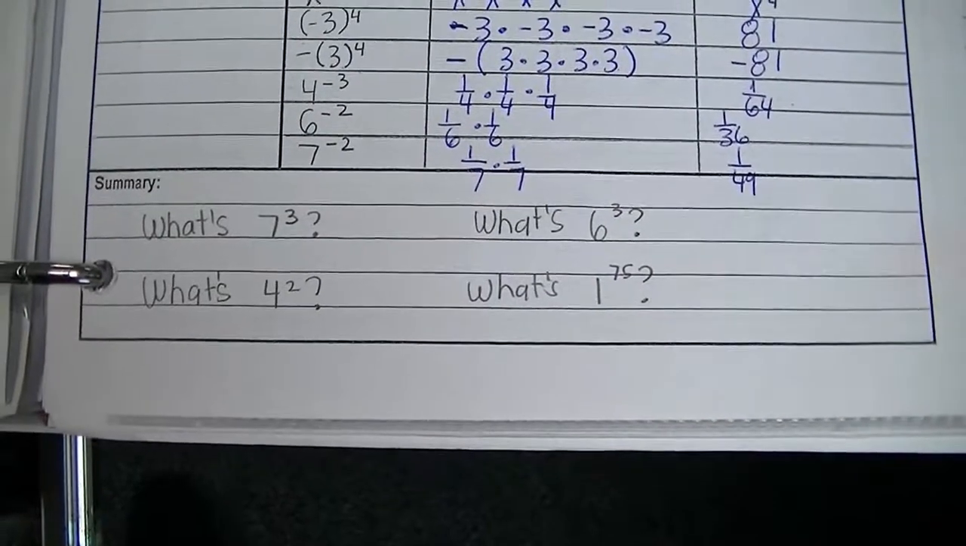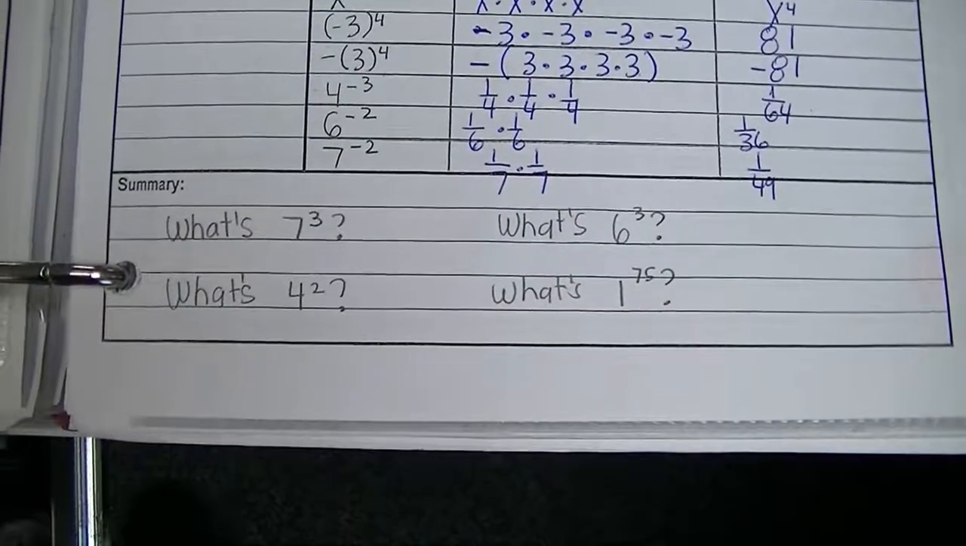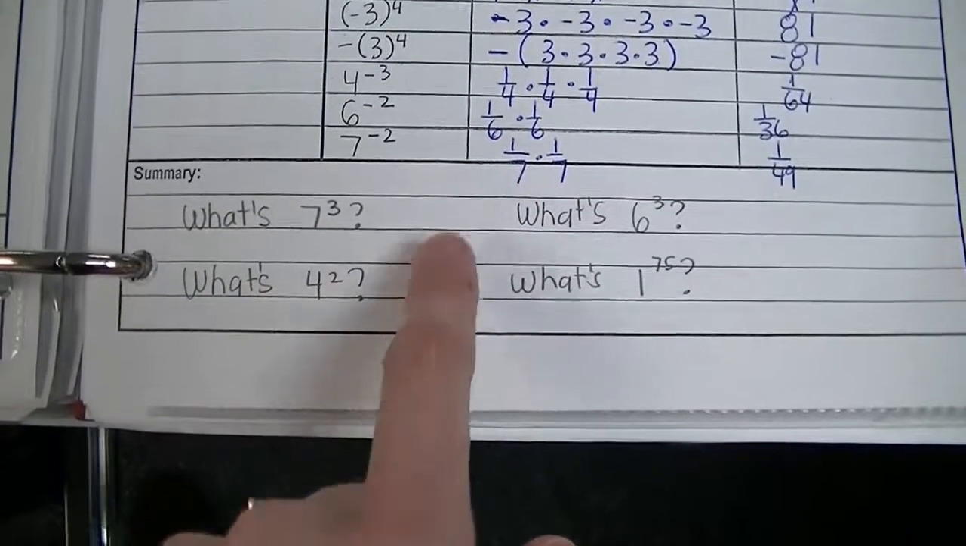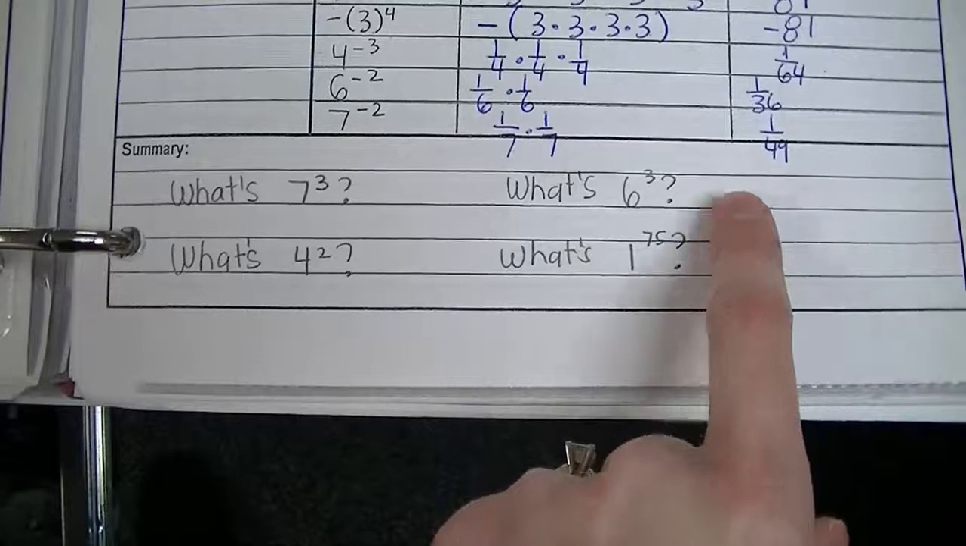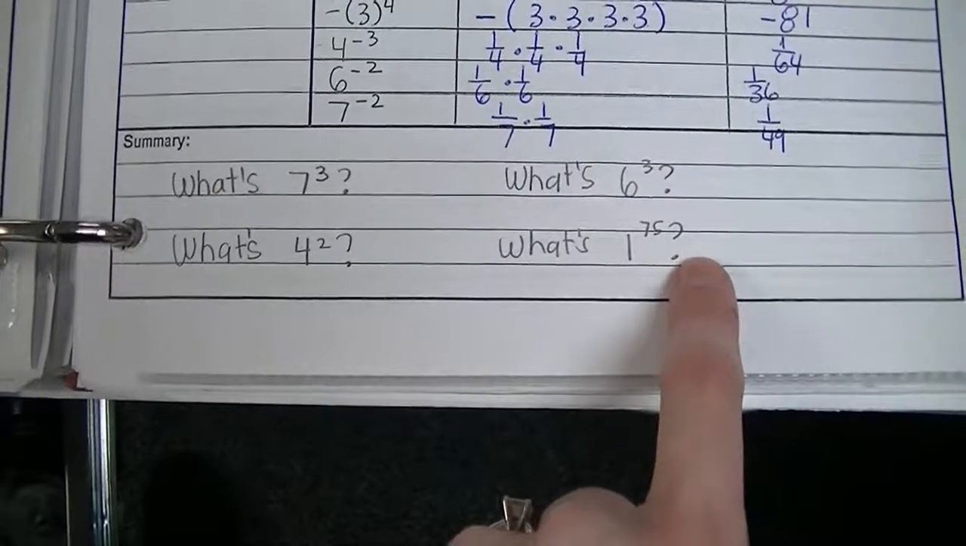I want you to answer these questions in your summary. What is 7 to the 3rd power? What is 4 to the 2nd power? What's 6 to the 3rd power? And what's 1 to the 75th power?